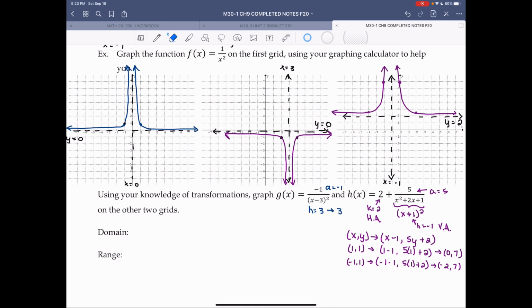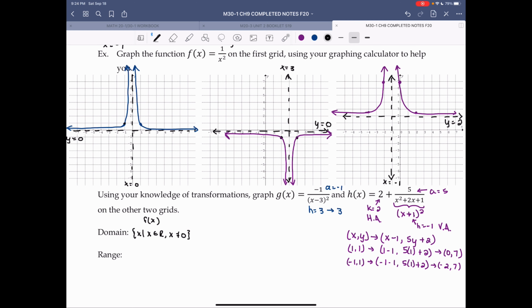And lastly, let's write the domain and range for each of our functions. Starting with f of x, looking at the graph, the domain, we have all x values except the vertical asymptote, which is at x equals 0. So domain is x such that x is an element of the real numbers, but x cannot equal 0.